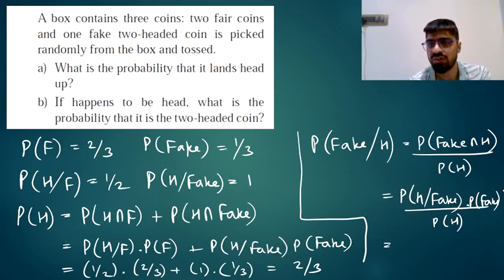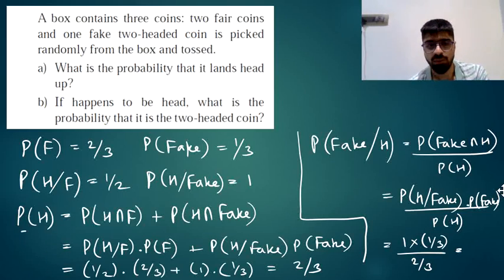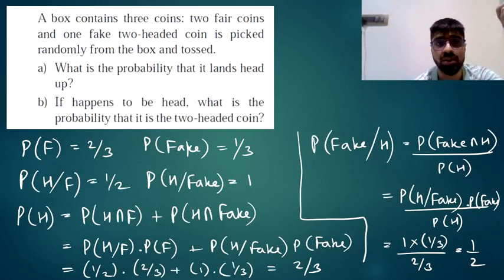So in the numerator you have P of H given fake, which is 1, multiplied by P of fake, which is 1 by 3, divided by P of H, which is 2 by 3. P of H we just got as 2 by 3. So the denominator is what we are writing as 2 by 3. Cancel off the 3 and you have 1 by 2. That's the final answer for your B part.